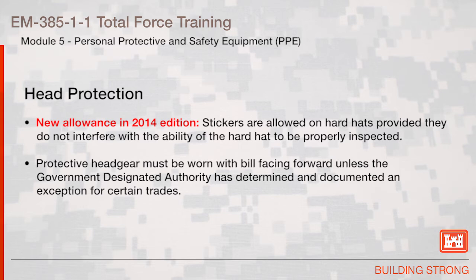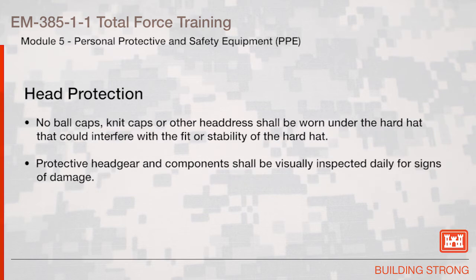Protective headgear must be worn with the bill facing forward, unless the government designated authority has determined and documented an exception for certain trades. No ball caps, knit caps, or other headdress shall be worn under the hard hat that could interfere with the fit or stability of the hard hat.